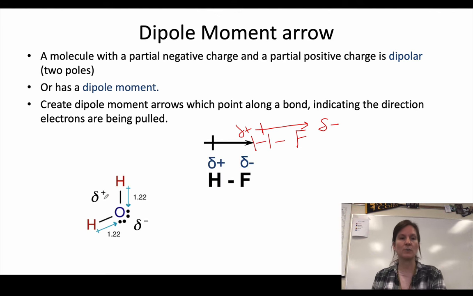We can do this even on a more complicated structure that has multiple bonds. In this case, the oxygen is more negative than either hydrogen. Now I'm pulling along the bonds towards the oxygen. So these are the dipole moment arrows for water.